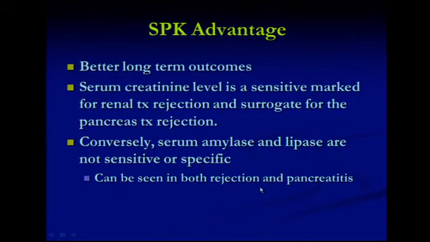The simultaneous pancreas kidney transplants have better outcomes than the other types. It's also easier biochemically to detect rejection by monitoring the creatinine level, because that's an indicator of kidney rejection, and simultaneous pancreas transplant rejection would be considered likely. Analyzing the serum amylase and lipase is not sensitive or specific for pancreas transplant rejection.